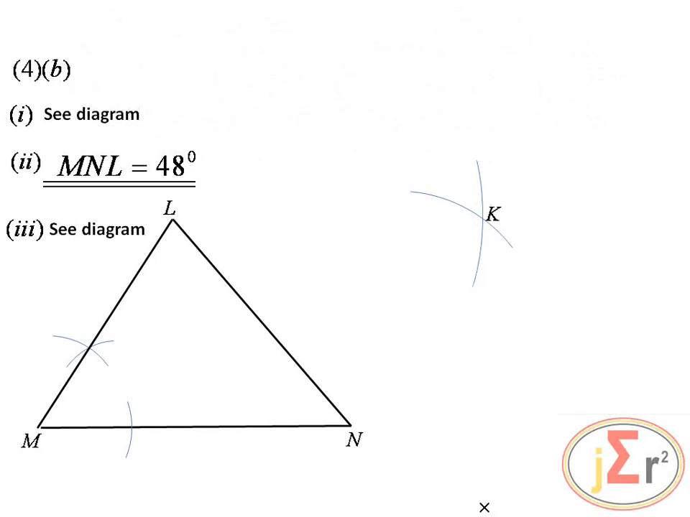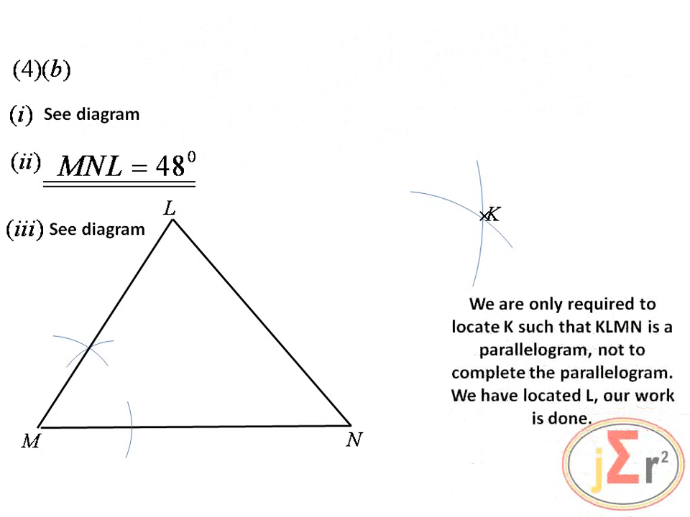That is our point K, right there. We are only required to locate K such that KLMN is a parallelogram, not to complete the parallelogram. We have located K. Our work is done.